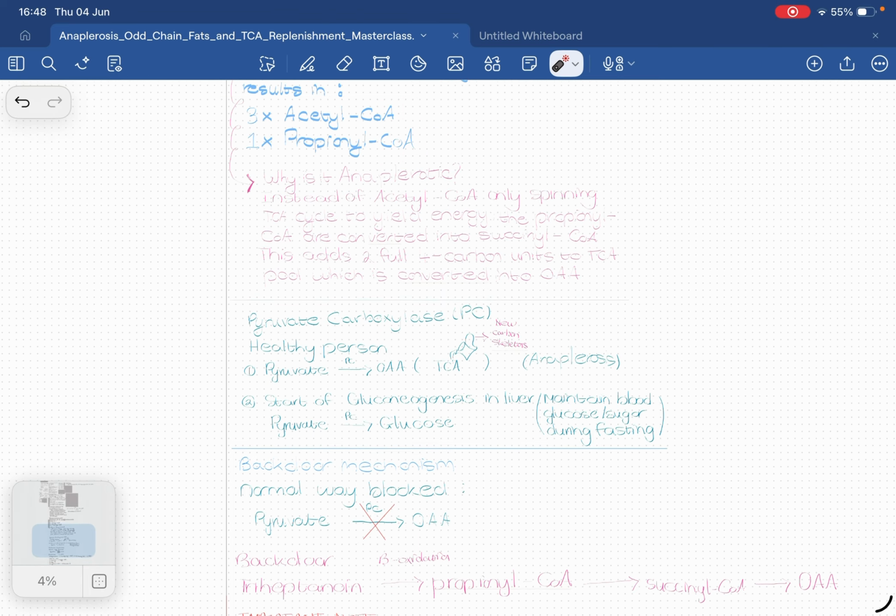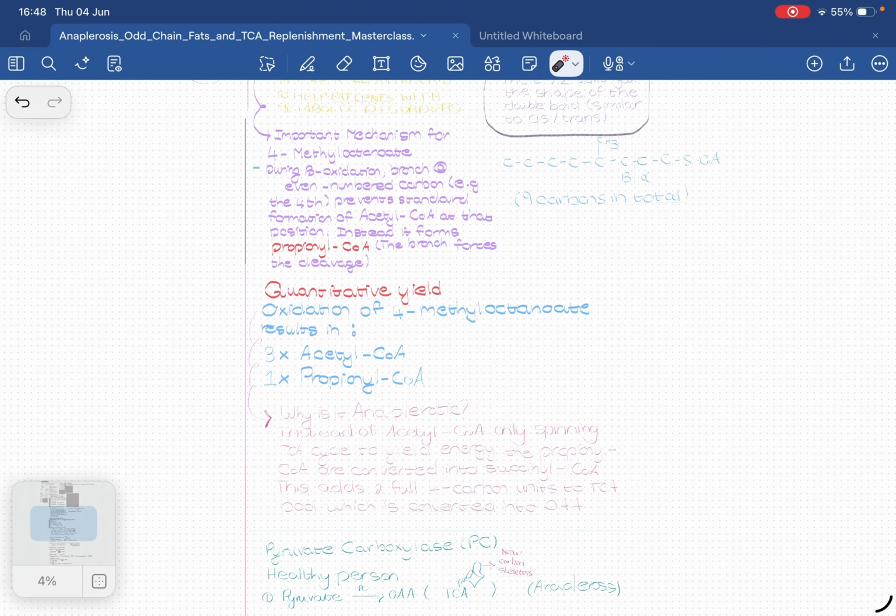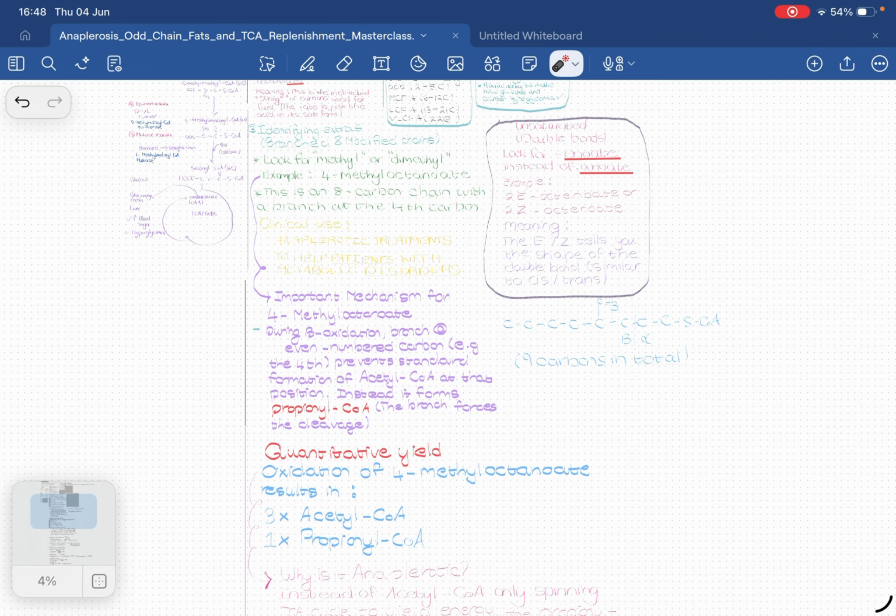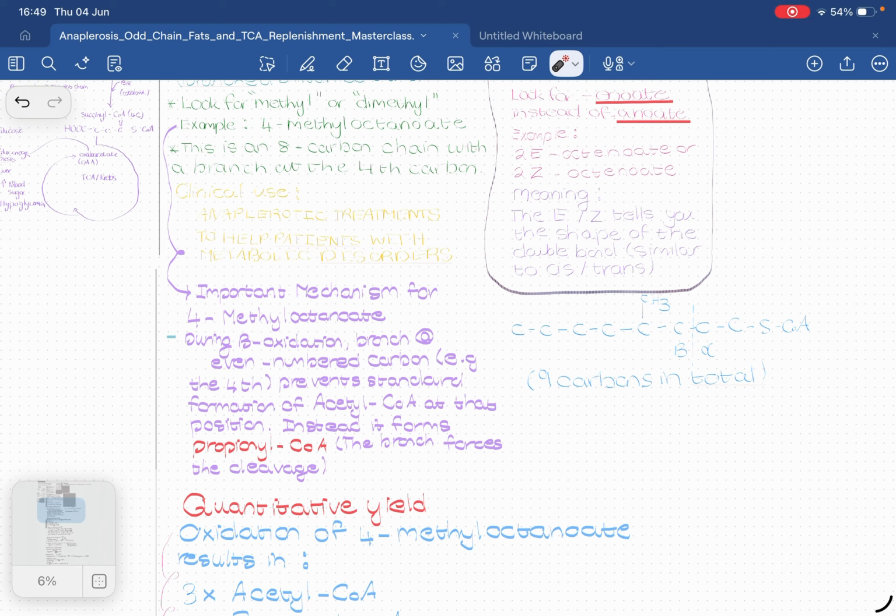Okay, now I just want to show you another example. So this 4-methyl octanoate molecule. This is an even-numbered carbon chain, and this tripped me up at first, actually, because it's a total of 9 carbons, and then you think to yourself, but this is not an even number. But the branch actually does not count. It's just about the straight chain when you name it.